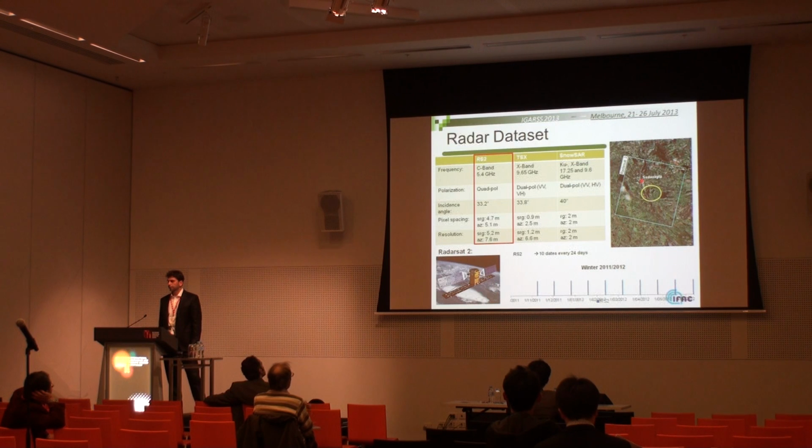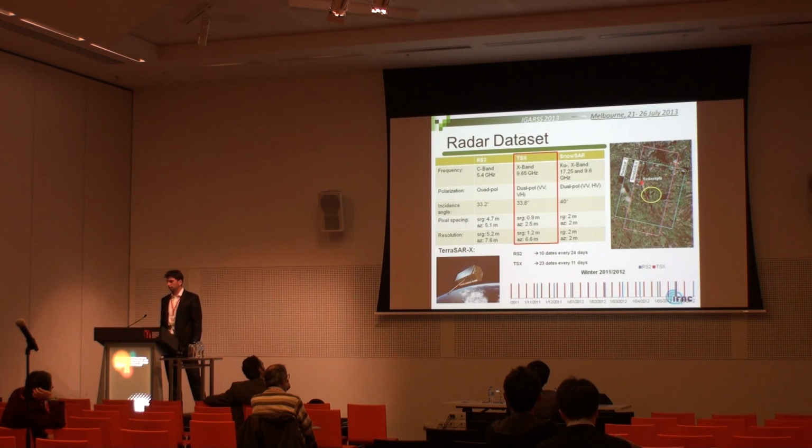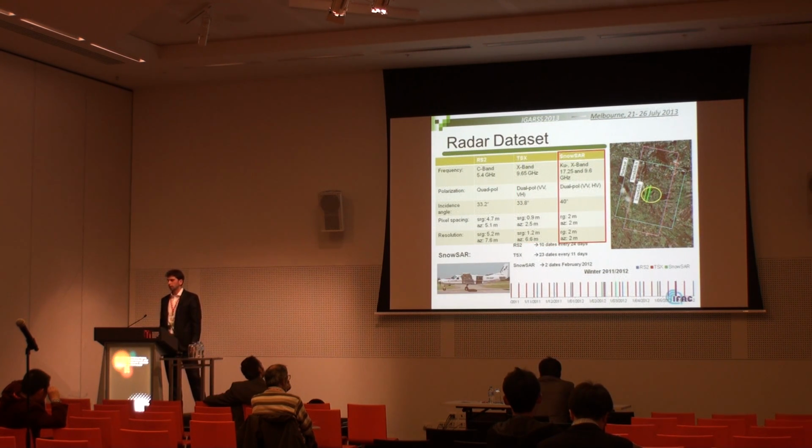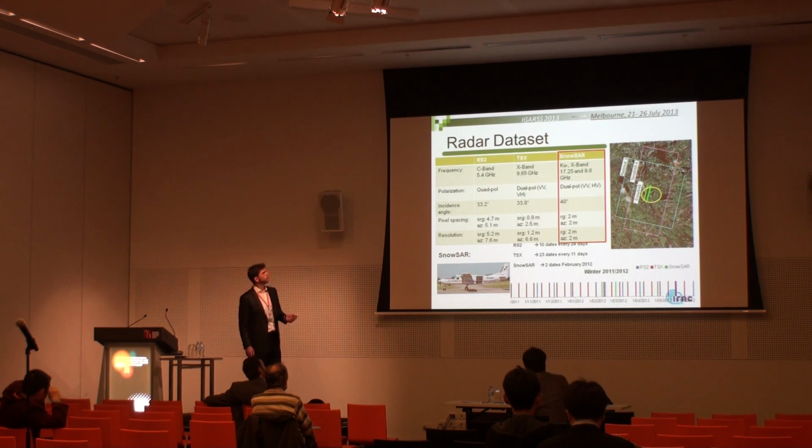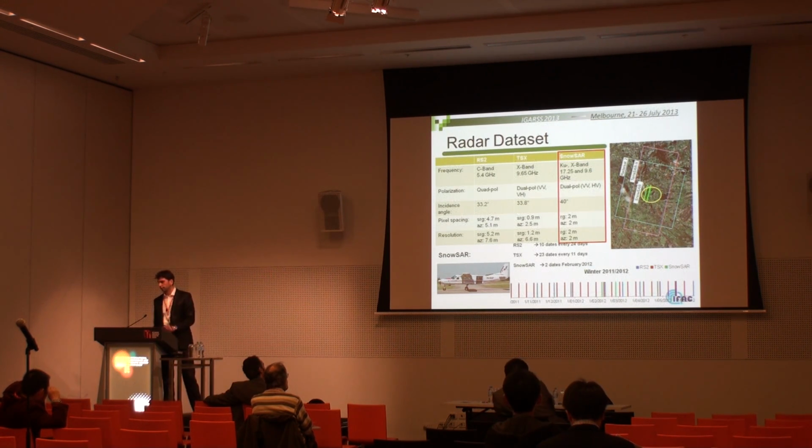Here, the radar datasets are three: RADARSAT-2, TerraSAR-X and SnowSAR. RADARSAT-2 has a 33.2 degree incidence angle, and we have 10 dates. TerraSAR-X, we have 23 dates, every 11 days, X-band, dual pole, and almost the same incidence angle. And then there's SnowSAR, which is an experimental airborne SAR. We have only 2 days in February 2012. We can see the streaks here. The circle is the test area.